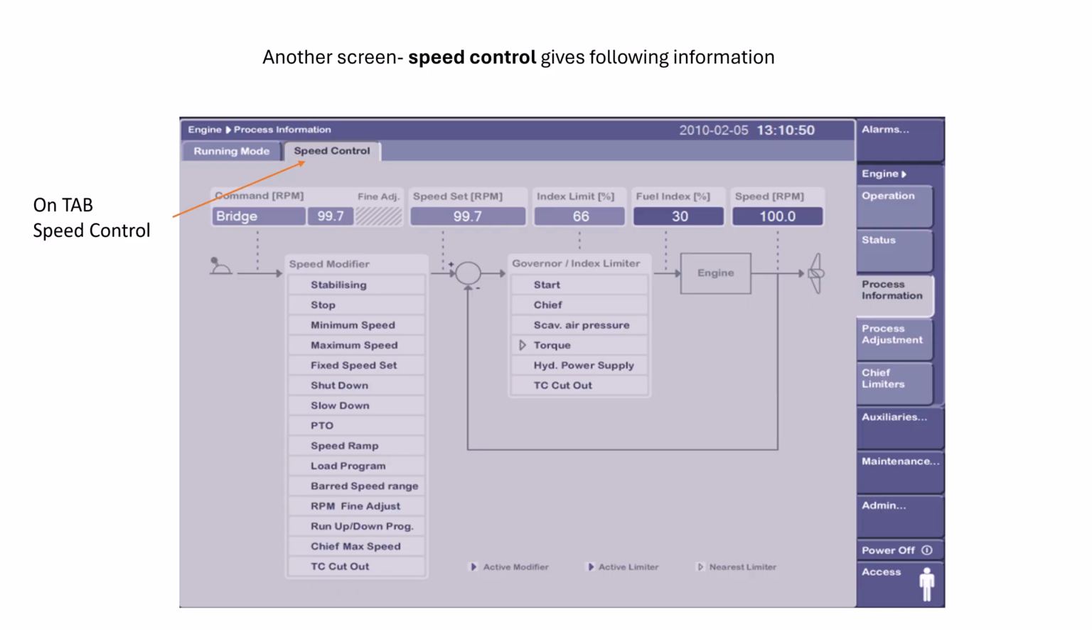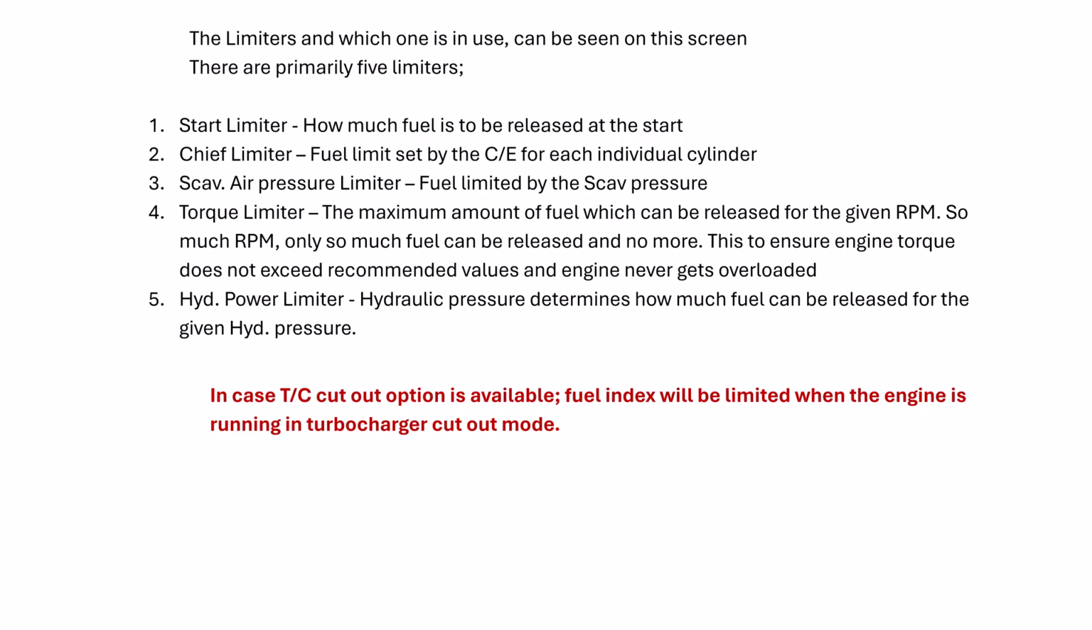Then comes the process adjustment. So the limiter which is in use can be seen on the screen. There are primarily 5 limiters. Start limiter, how much fuel is to be released at the start, no more. Chief limiter, fuel limit set by the chief for each individual cylinder. Scavenger pressure limiter, fuel limited by the scavenger pressure.